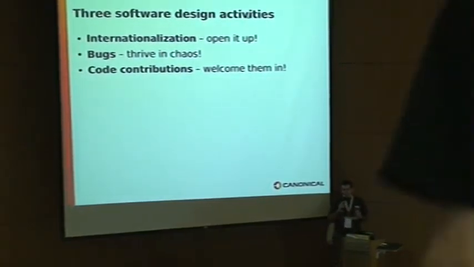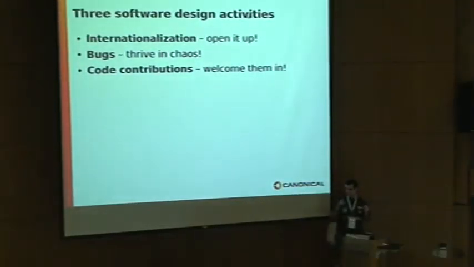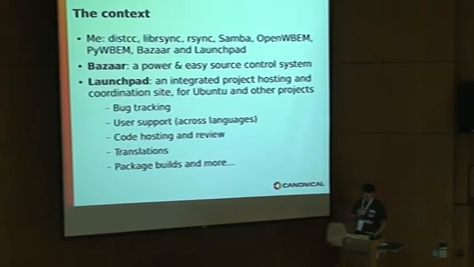I wanted to have a look today at three particular phases of the software design and development process: internationalization, which seems relevant here, bugs, and code contributions. Of course, there are many other things. I'd like to present for each of them a few thoughts on what I've learned about these topics from doing open source development for a while, and also a few thoughts on how we do it at Canonical and how that meshes in with what we're trying to build in Launchpad and in Bazaar.